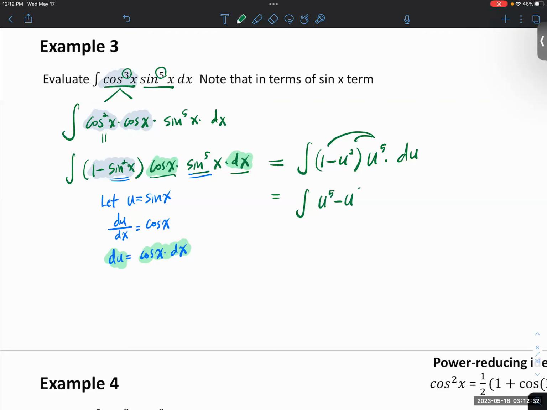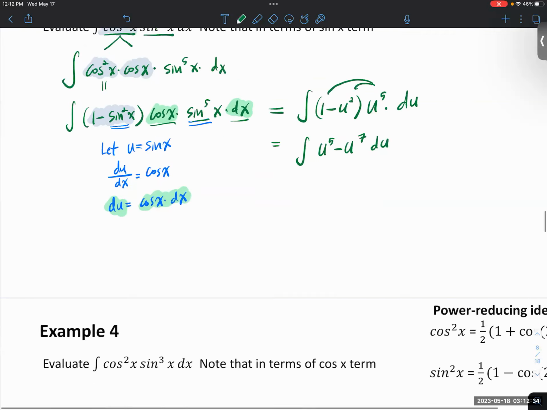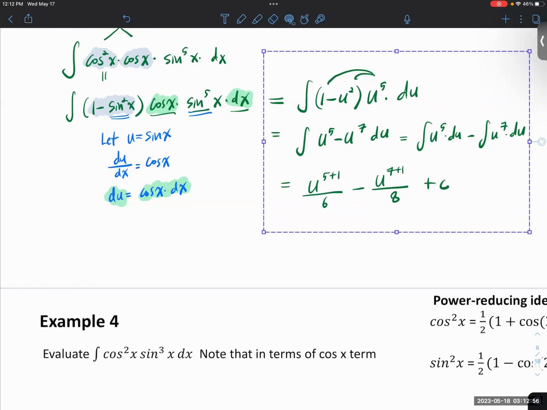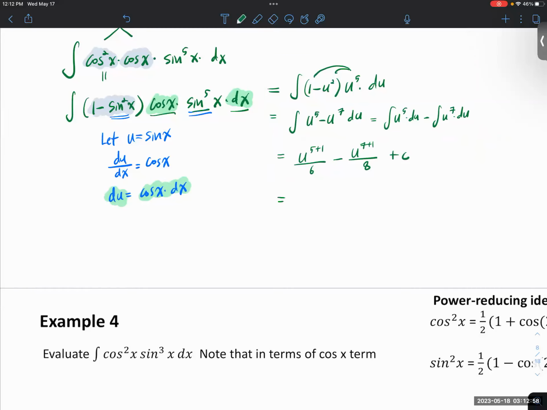u to the fifth du minus u to the seventh du. So we are going to separate it: u to the fifth du minus u to the seventh du. So when you take the integral, u to the fifth plus 1 over 6, minus u to the 7 plus 1 over 8, plus c. So that's going to be close to your answer. And then u to the 6 over 6 minus u to the 8 over 8 plus c.